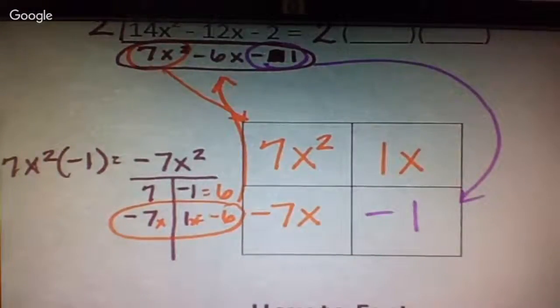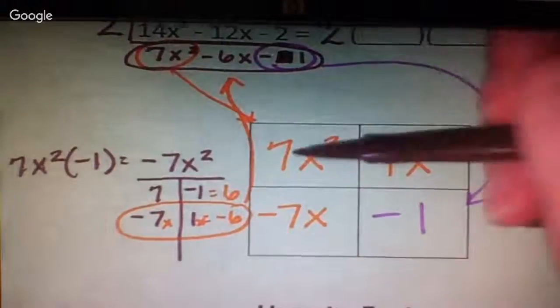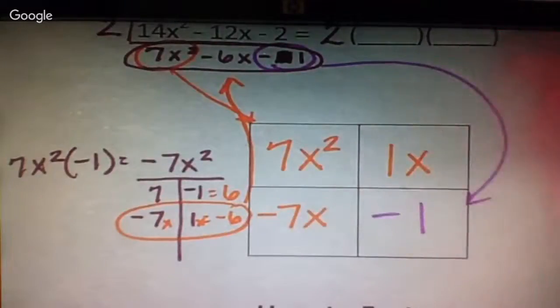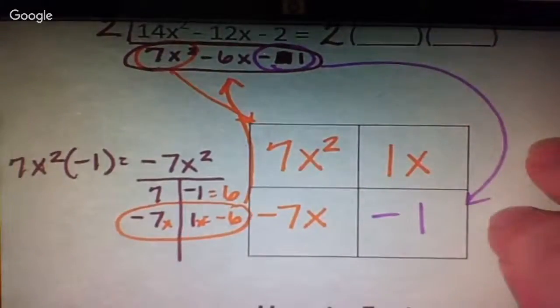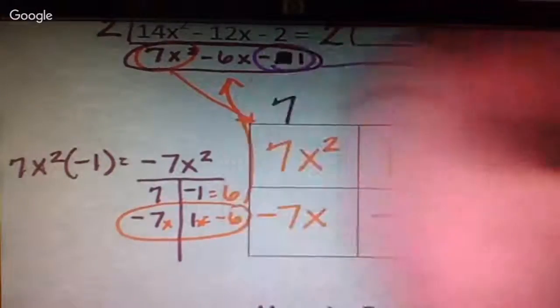Okay. So now I want you to look at each column separately and each row separately and tell me what they share in common. So 7x squared and negative 7x. What do they share in common? A 7 and an x.